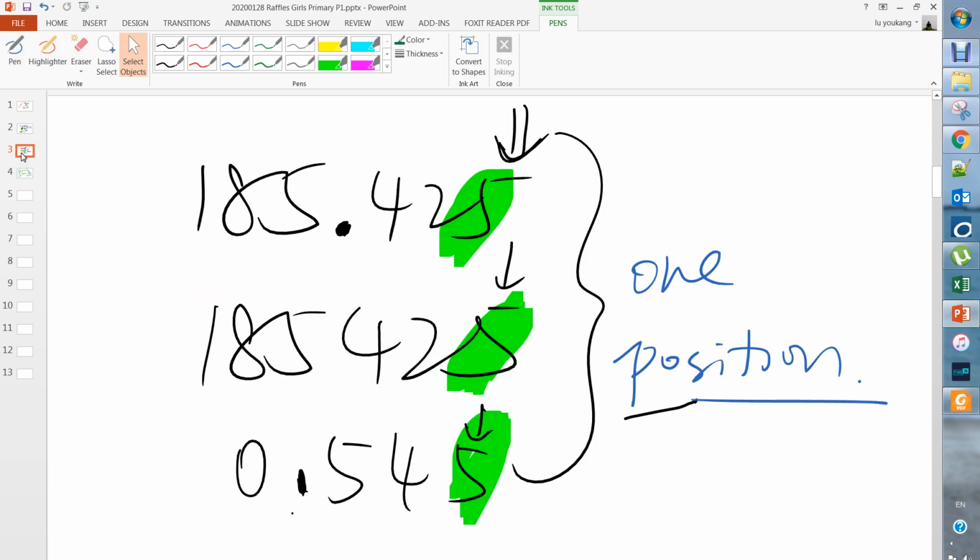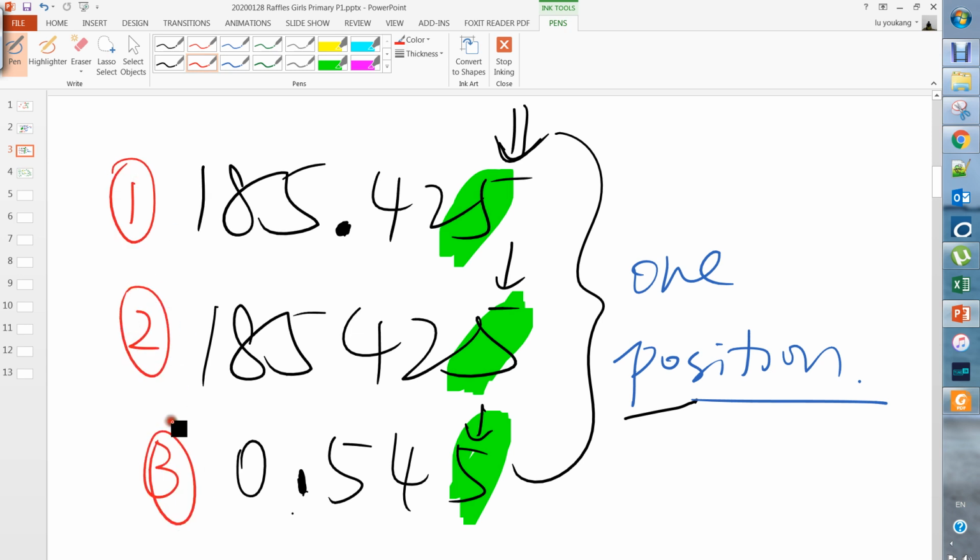The question. Now, which one is the one position in all these cases? This is case 1, this is case 2, case 3. Which one is the one position? Because your answer is already wrong. So now I'm asking you, for case 1, which one is the one position? The one. This is the one position.